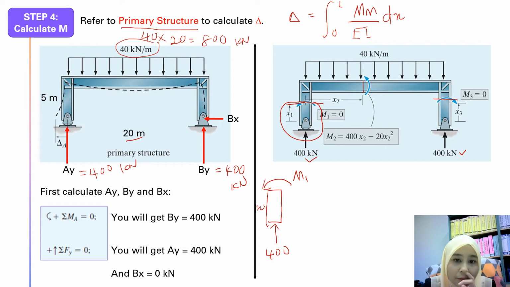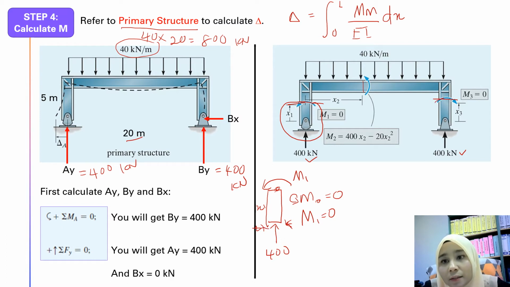So do summation moment at this point. So summation moment at there is equal to 0. Then you will have M1 is equal to 0, because we don't have any horizontal load here or here to multiply with x1. Okay, so M1 is equal to 0.